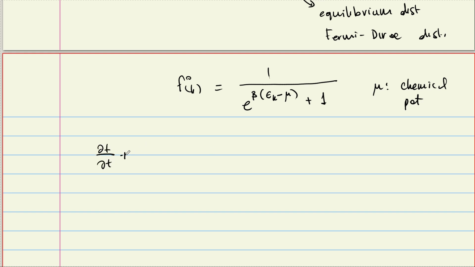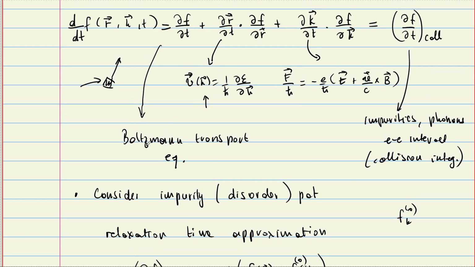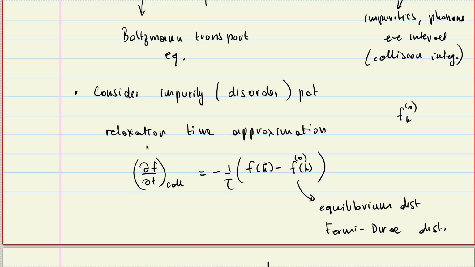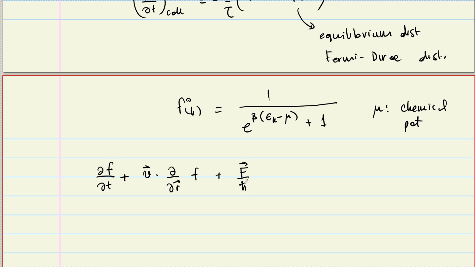∂f/∂t plus v dot ∂f/∂r acting on f. There could be some explicit time dependence, that's why this is written here. Plus, let me write it like force. Yeah, this is v. So this is going to be F over ħ, ∂/∂k dotted onto f, and this is equal to minus 1 over τ (f minus f^0). And all these f's are k and possibly r dependent.